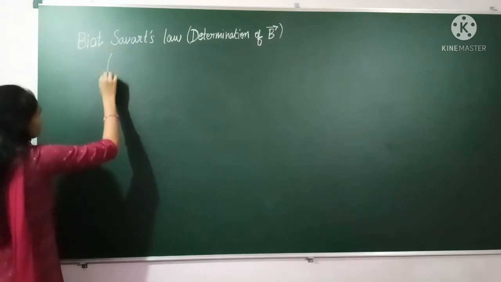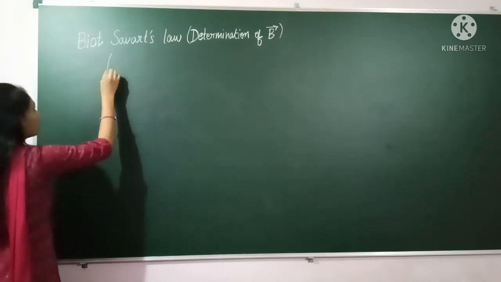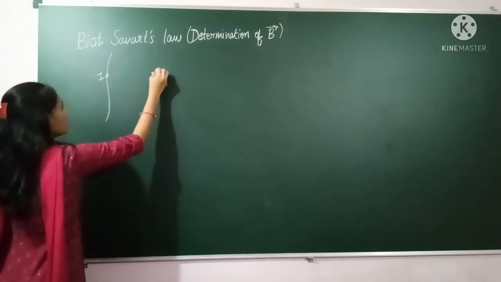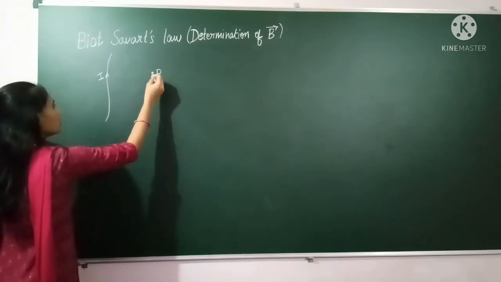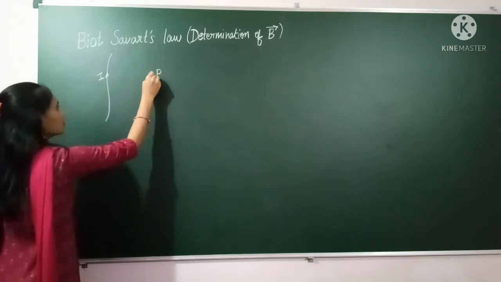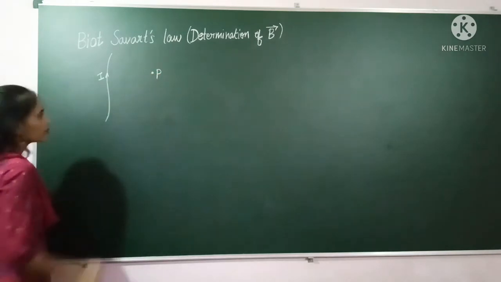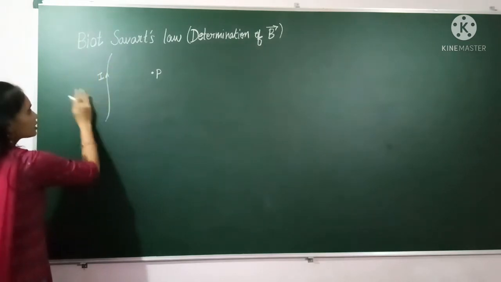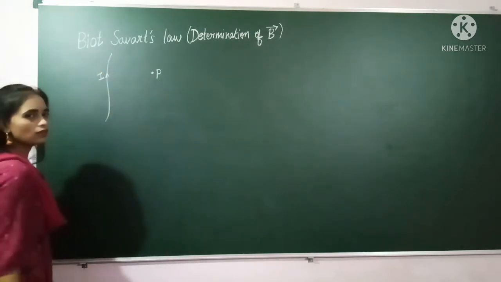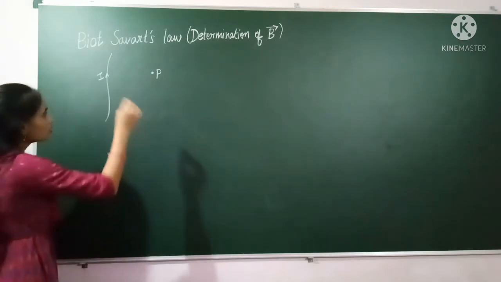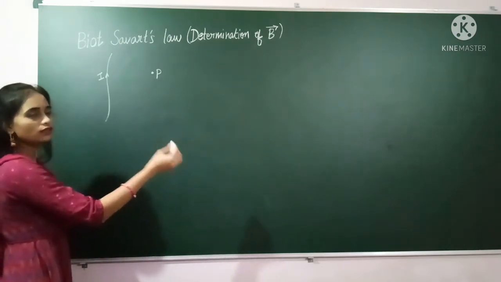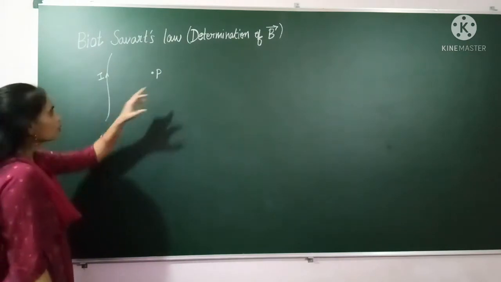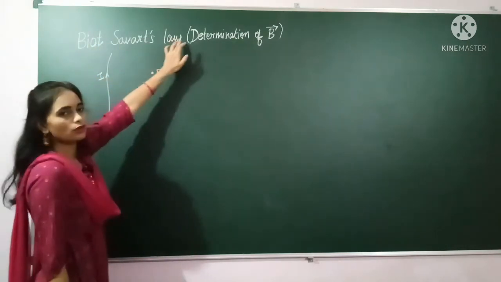So this is a wire. If a current I is flowing in this wire, we will take a point P here. Now we want to calculate the amount of magnetic field produced at this point P. In the surrounding region of this wire, the magnetic field will be present. How much magnetic field is produced at this point P, that we want to calculate. For that we will use this Biot-Savart law.